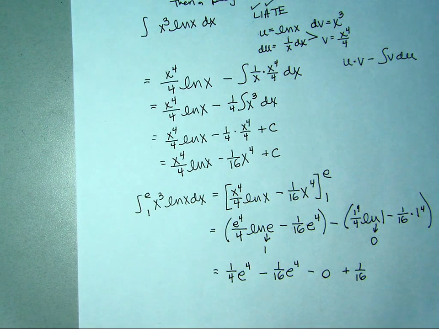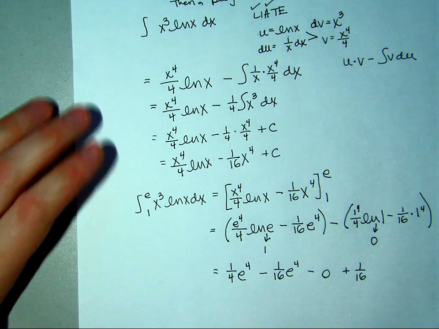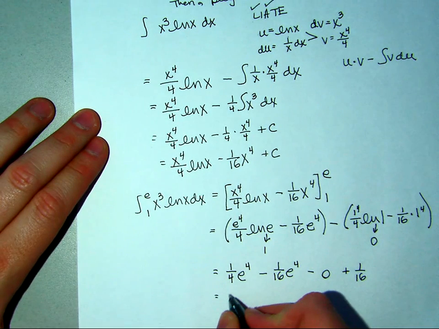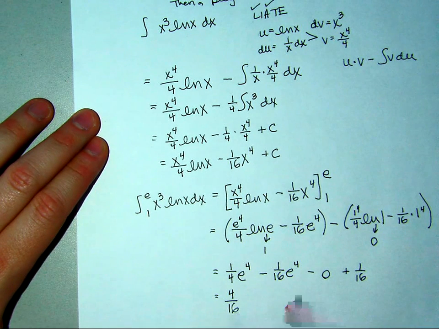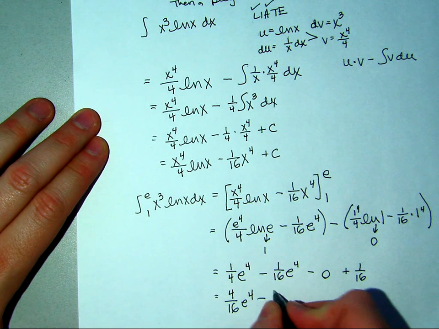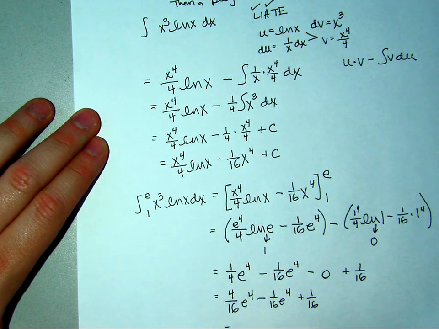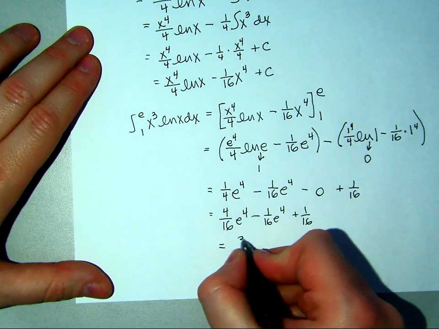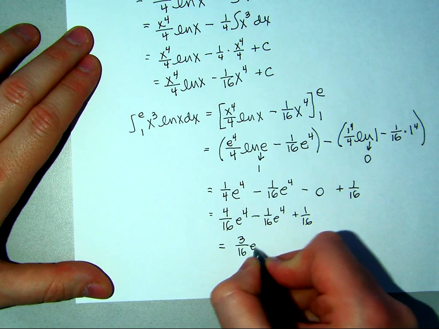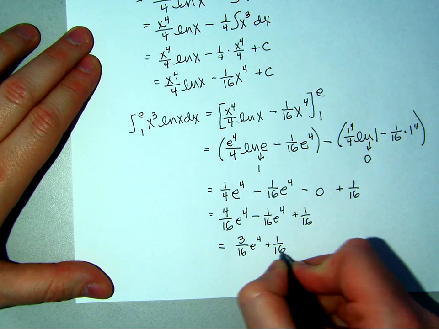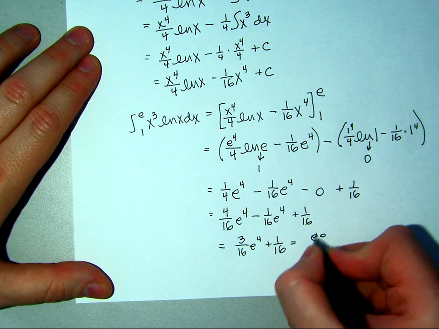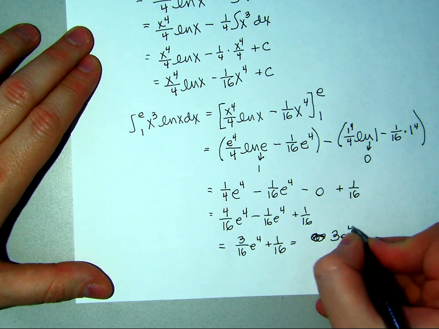I don't really want to leave it like this. I want to do a little more. Sarah? So we can turn this into 4/16 e to the 4th minus 1/16 e to the 4th plus 1/16, and then we can say we're going to have 3/16 e to the 4th plus 1/16. I'm fine with that. I'm also fine with 3 e to the 4th plus 1 over 16.